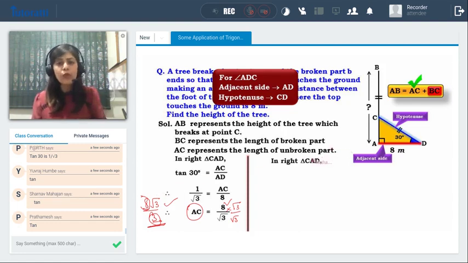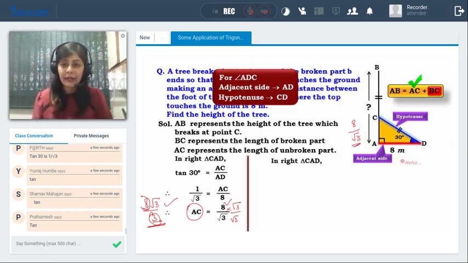All right, let's see now what we do with the rest of the sum. We have to find CD. Now there are two ways to find CD. You already know that AC is 8 by root 3, but I'm sure you wouldn't want to deal with this number. But if you deal with AC and CD, if you take a ratio of AC and CD, what ratio do you think you can consider? Students, what's the ratio of AC and CD?